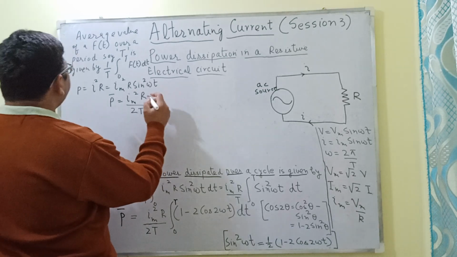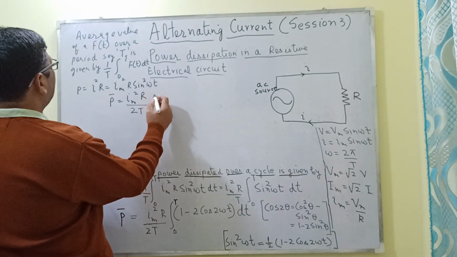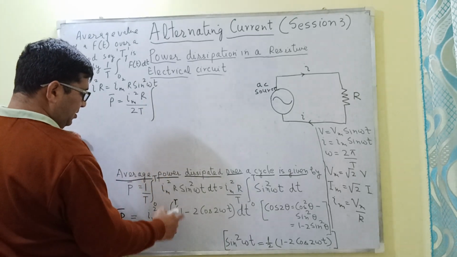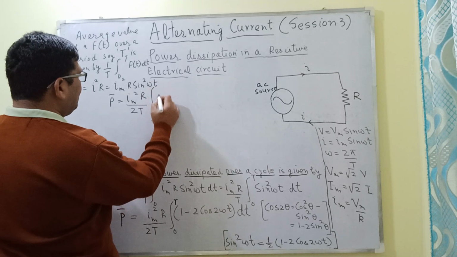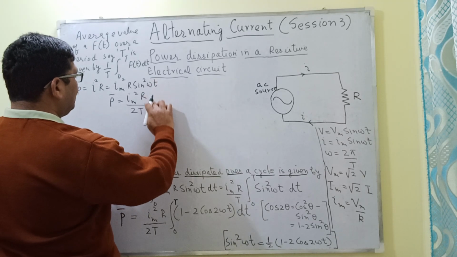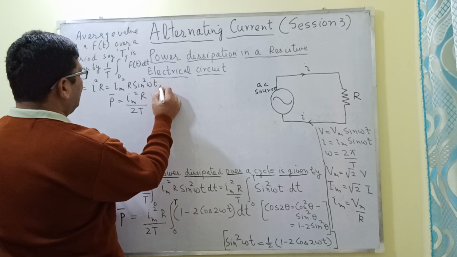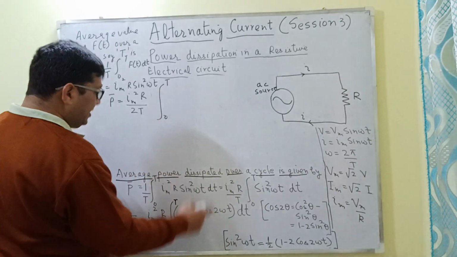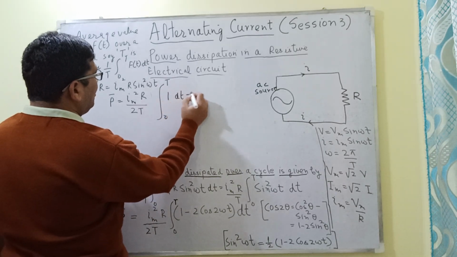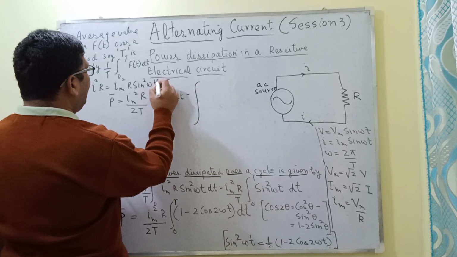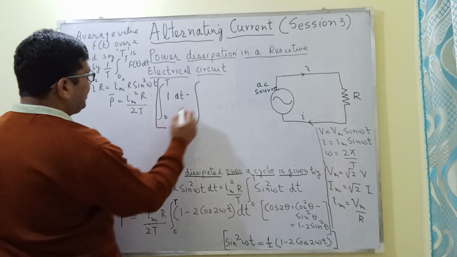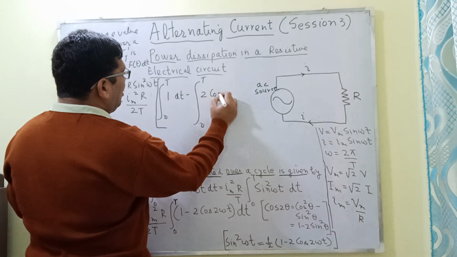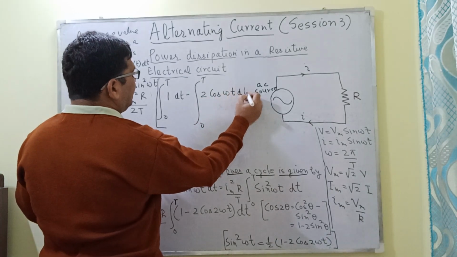So this is equal to the integration, I will just write it here like this, from 0 to T, and it will be equal to 1 dt, minus integration, and this entire expression will be in bracket, from 0 to T, of cos 2 omega t dt.